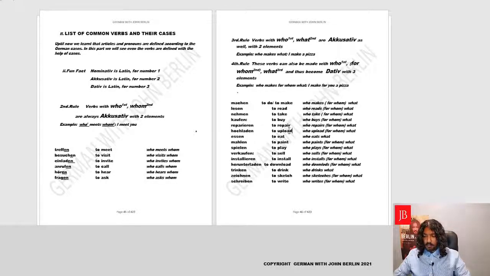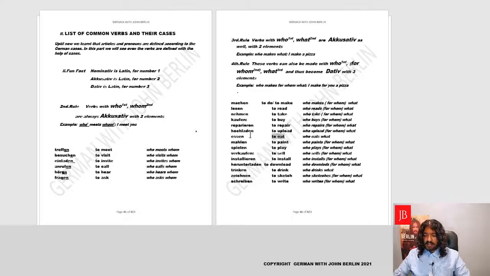Hochladen, a modern verb, to upload. What does it require? It means who uploads what, yes: I upload German teaching videos. Or who uploads for whom what: I upload for you all German teaching videos, yes. So again, similarly, you can look at the other verbs and you'll find out that they all function in the same manner. Some verbs do not at times require for whom because it doesn't make sense.